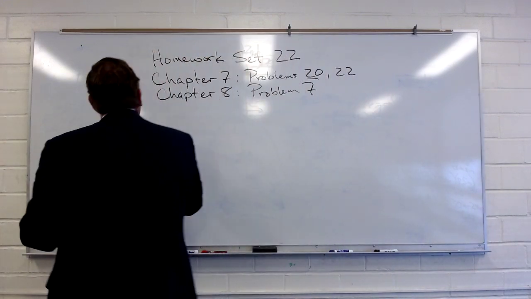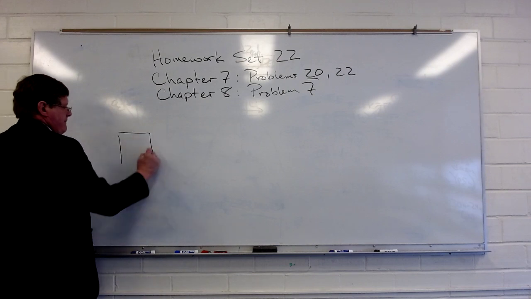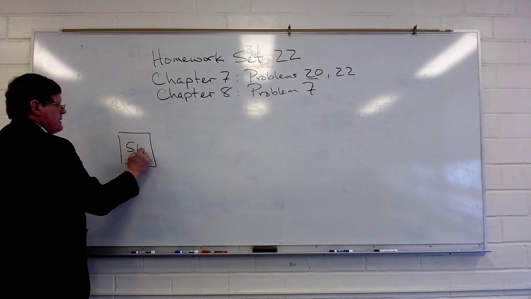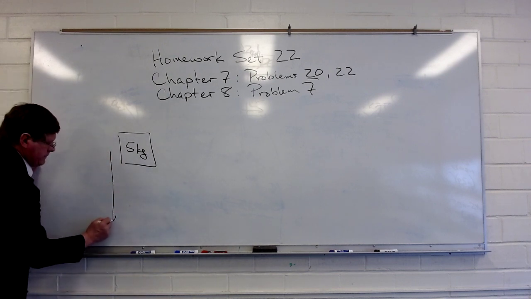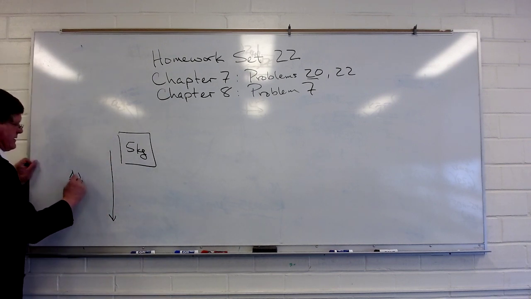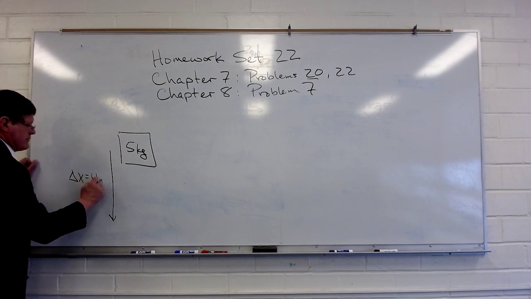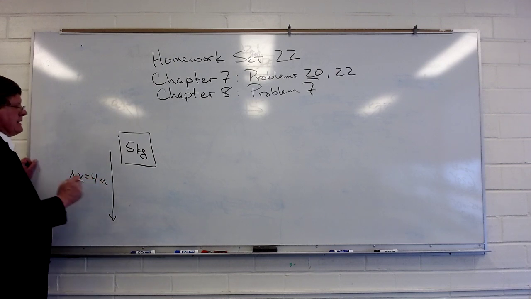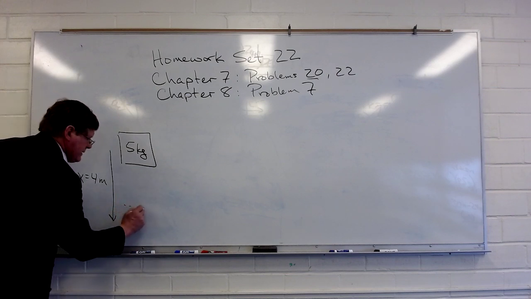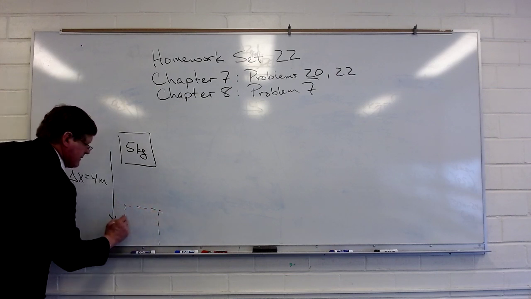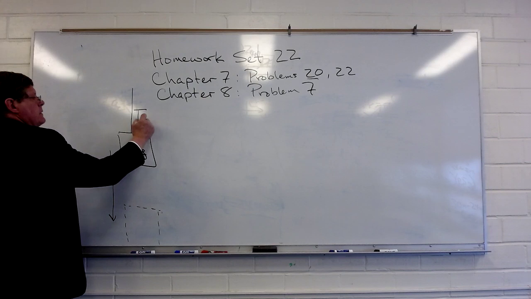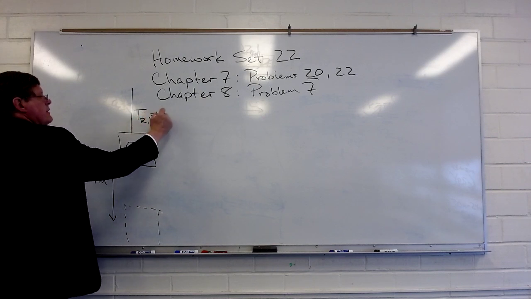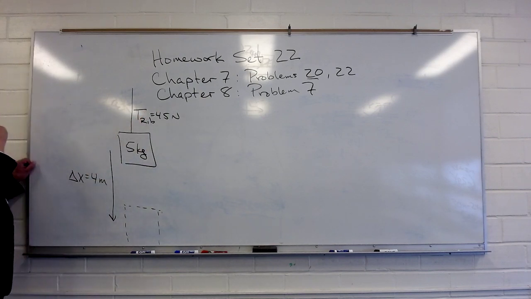In this problem, we have a 5 kilogram block that is being lowered a distance of 4 meters. And so it's going to be down here. And during that time, we have a rope pulling on the block with a force of 45 newtons.